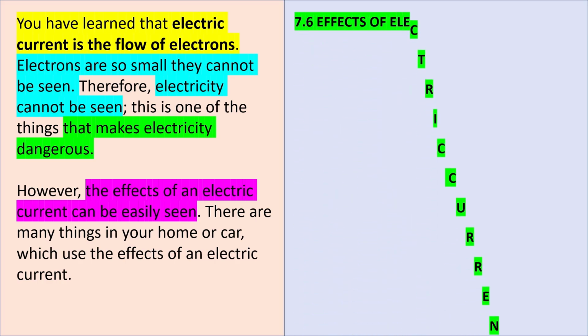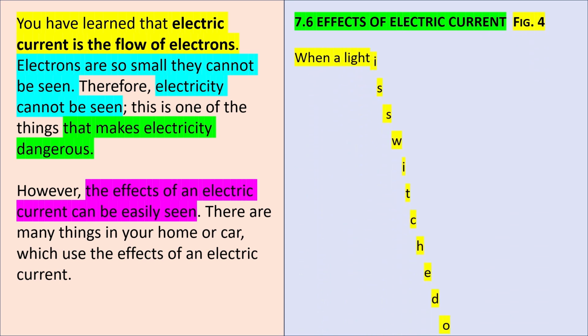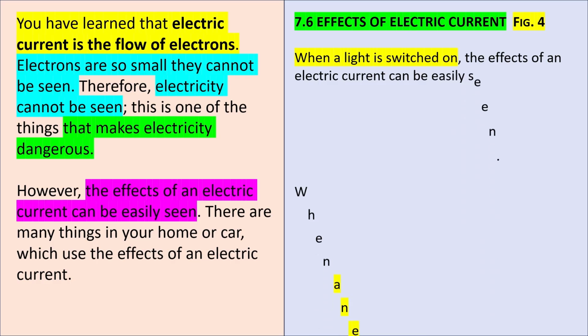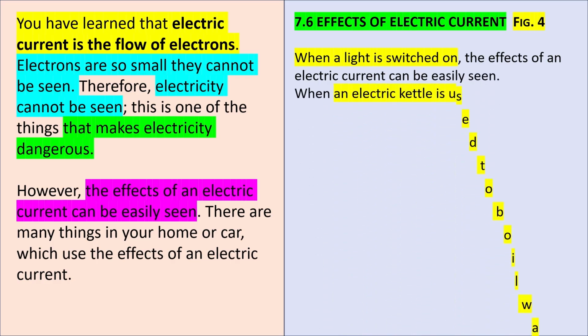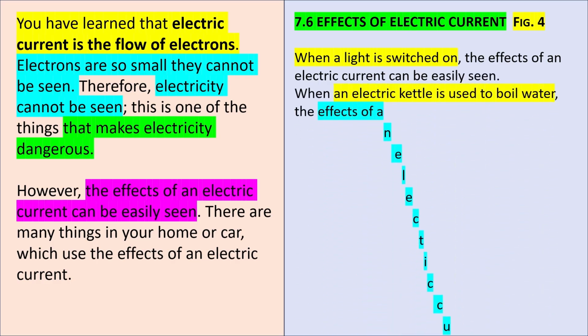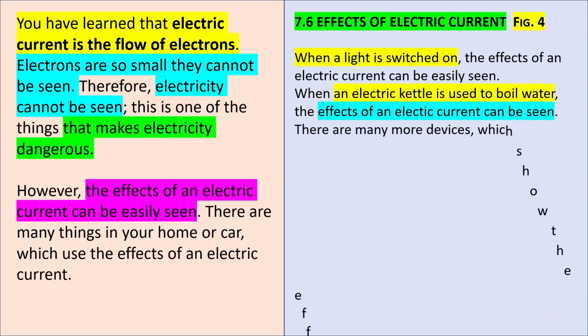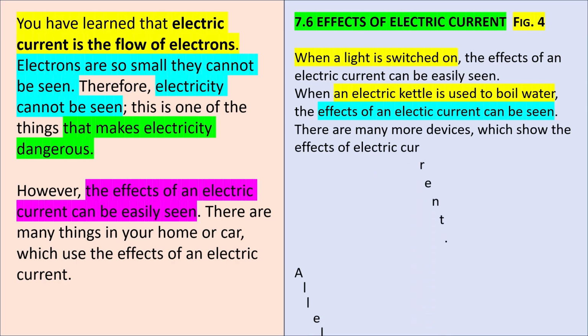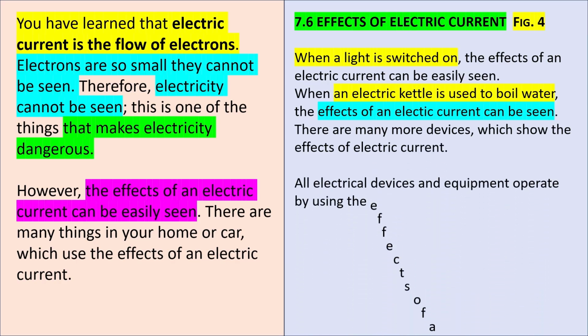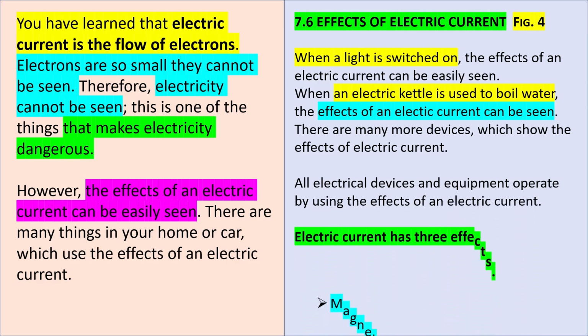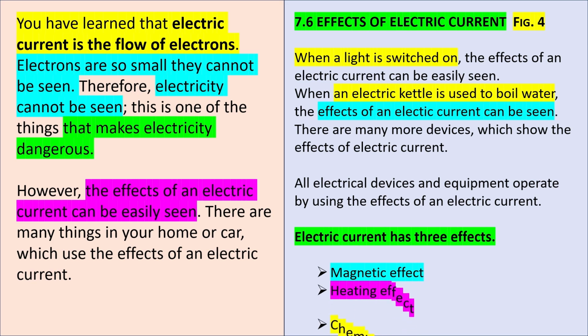Effects of electric current. Figure 4. When a light is switched on, the effects of an electric current can be easily seen. When an electric kettle is used to boil water, the effects of an electric current can be seen. There are many more devices which show the effects of electric current. All electrical devices and equipment operate by using the effects of an electric current. Electric current has 3 effects: magnetic effect, heating effect, and chemical effect.